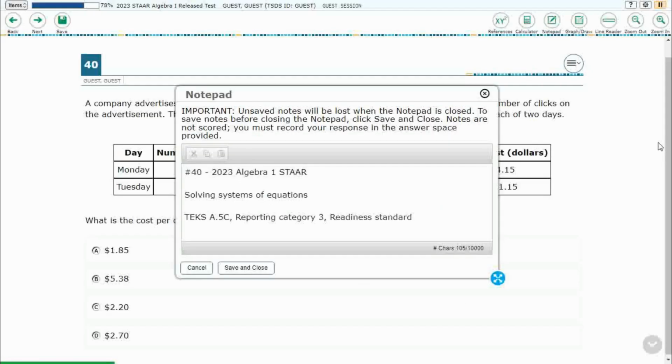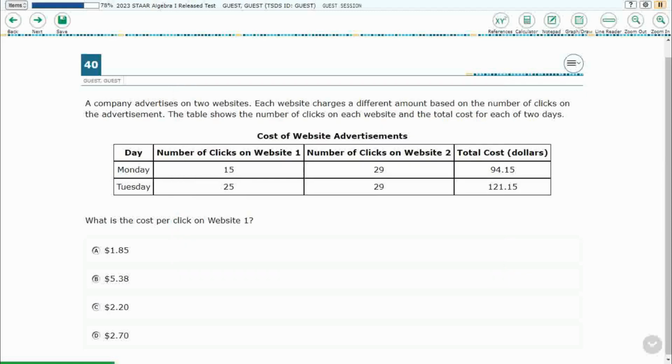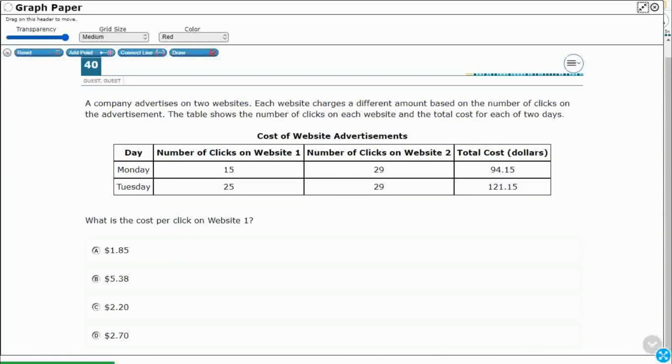For number 40, we are looking at solving systems of equations. This is standard 8.5C. It is a readiness standard, reporting category 3. So we've got this real-world situation here about a company advertising at different sites, and they get number of clicks on site 1, site 2, and we're asked what is the price or the cost of clicks on website 1. Okay, so let's make that X, let's make that Y. Now, we've got these 2 days, Monday and Tuesday, and this is setting up to be a system of equations because system 1 right here is Monday, and system 2 is this Tuesday. So let's see if we can just write this.